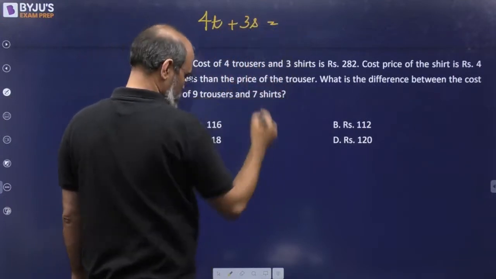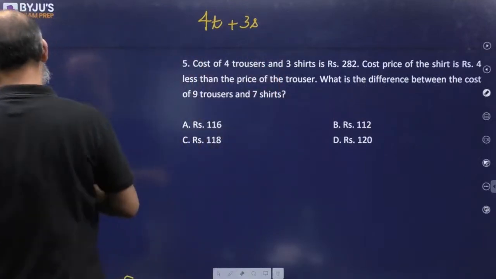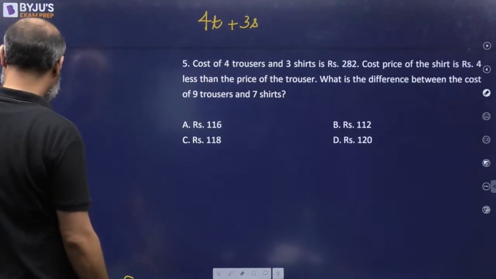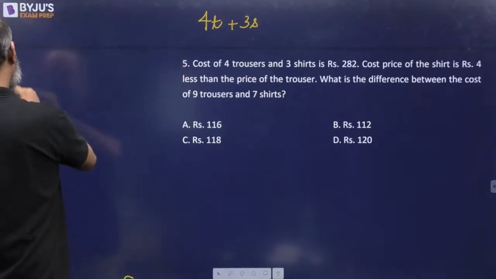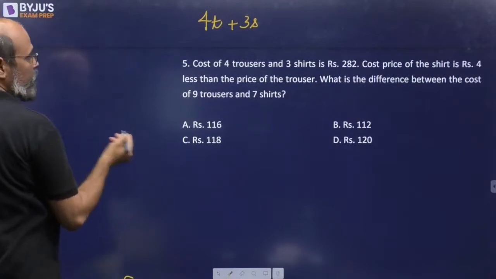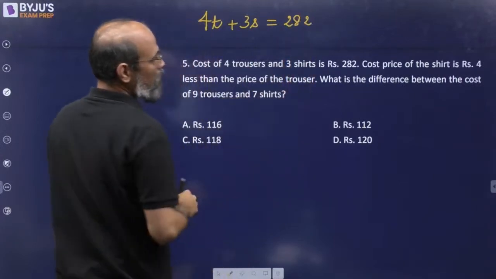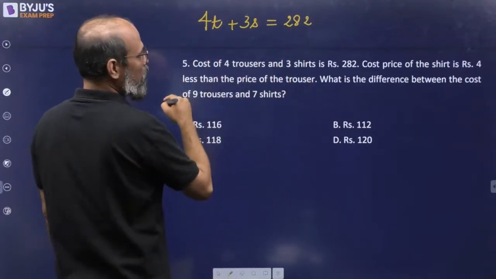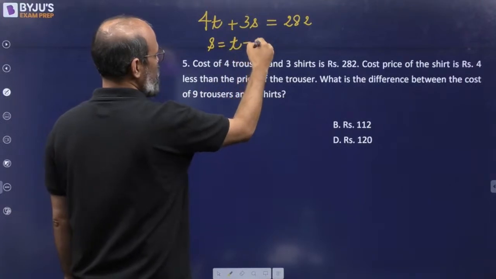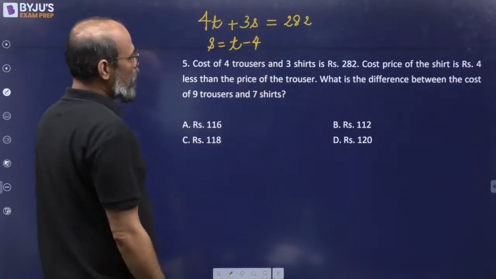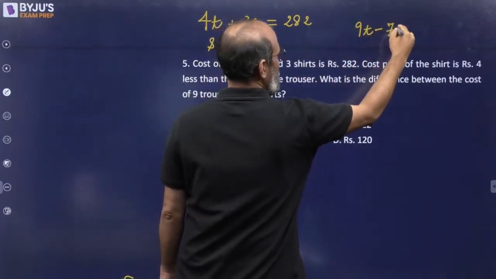The total cost, so the total cost 282 rupees. Okay, and then the cost price of a shirt is 4 less than the price of a trouser. What is the difference between the cost of 9 trousers and 7 shirts?